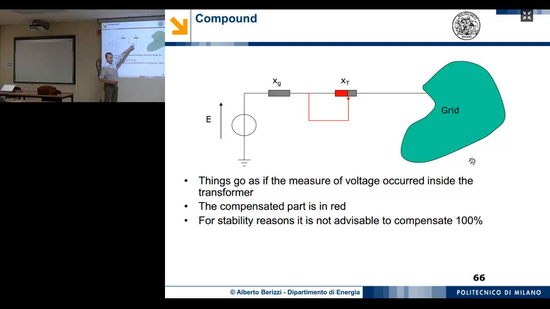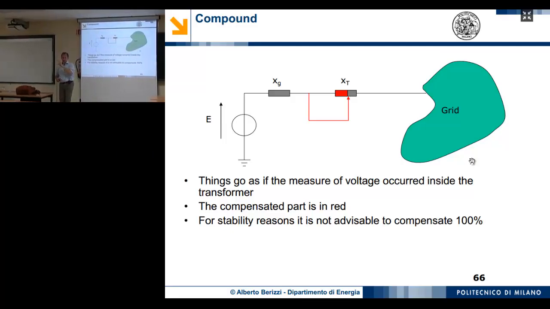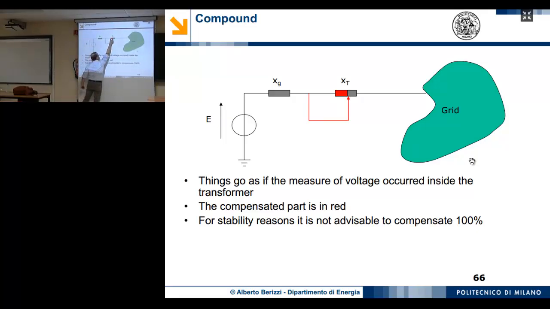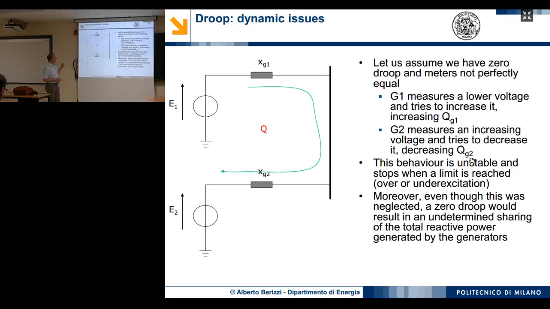So this is the transformer. This is the synchronous reactance of the generator. If I adopt a characteristic with a compound, it means compensation. What am I going to compensate? I'm going to compensate this part, the red part, of the reactance of the transformer. So I can see it like the case when I measure the voltage here and try to keep the voltage here constant. This is the physical meaning of the compound. But you need to be careful.